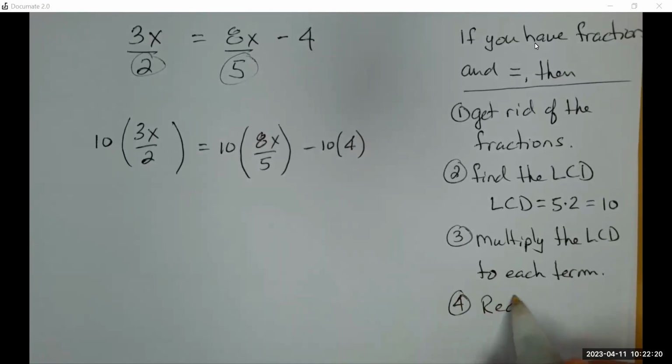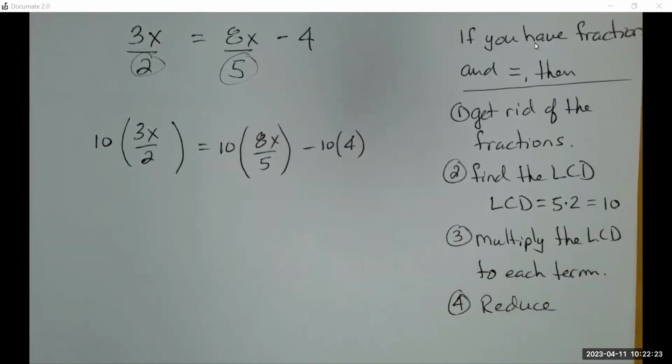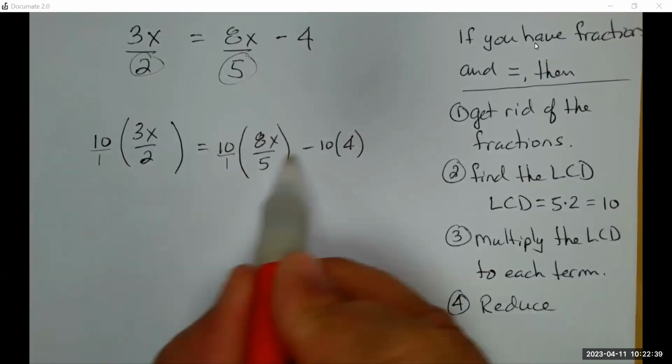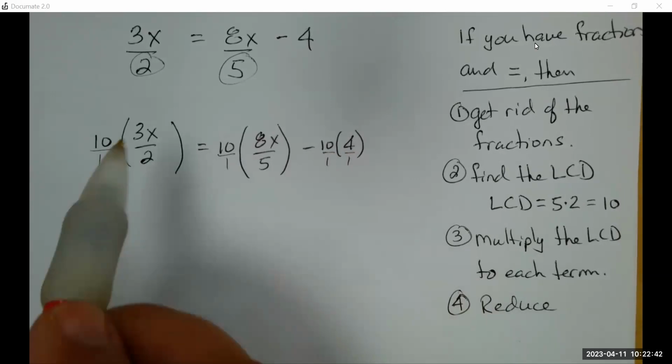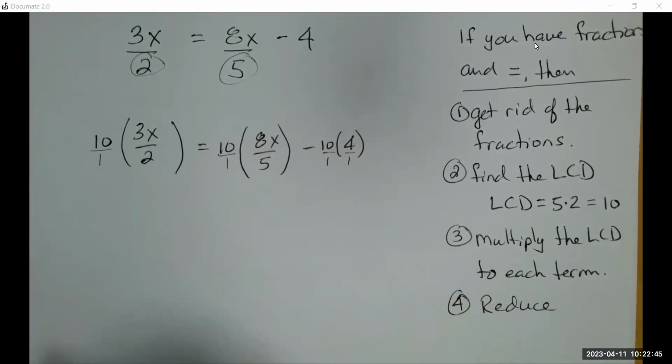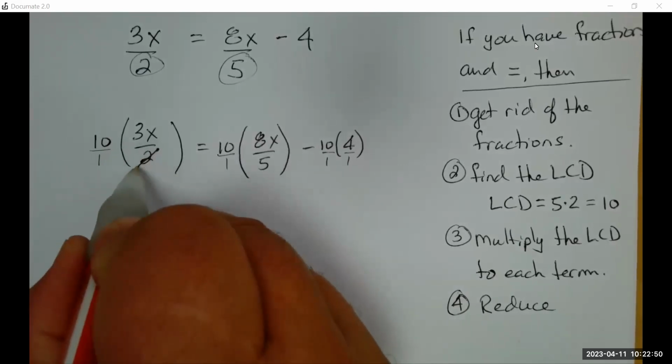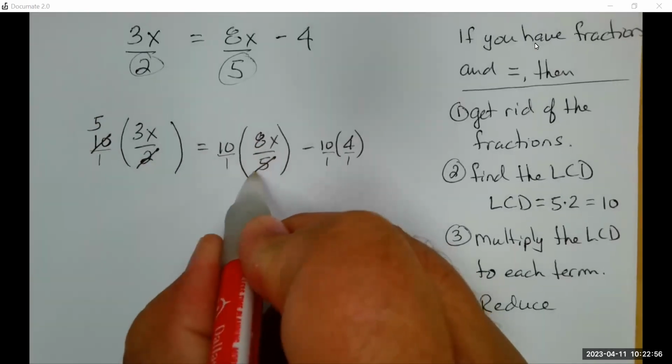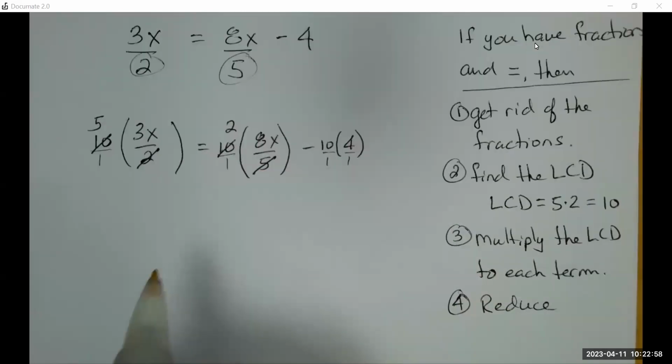Before you multiply, whenever you're multiplying fractions, always reduce first before you multiply. So can anything cancel top and bottom here? This is actually 10 over 1. This is 10 over 1. So can anything cancel here? The 2 goes into the 10 how many times? Right. And the 5 goes into the 10 2 times. And there's nothing here.